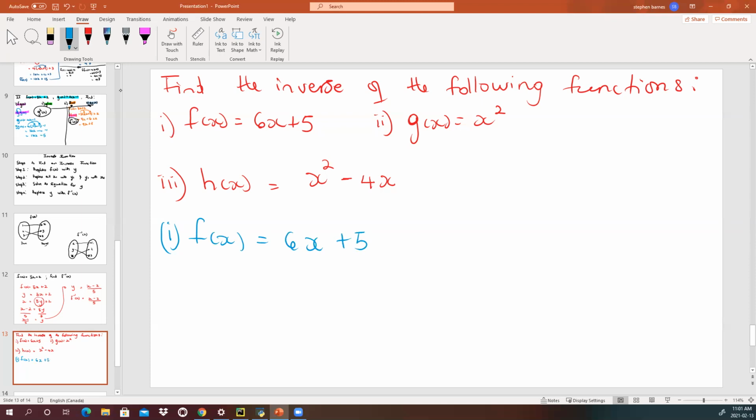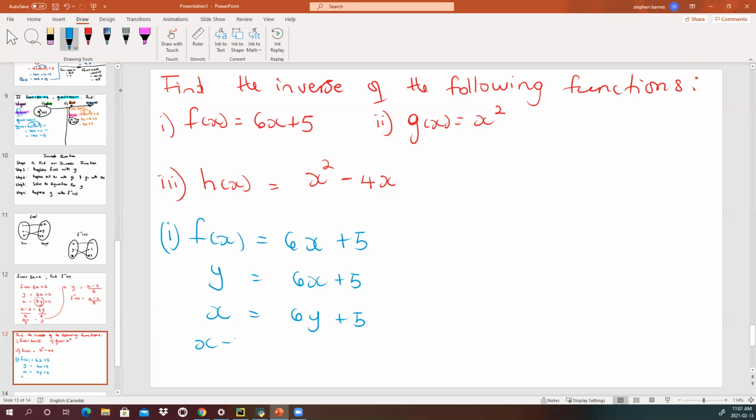So the first thing is to replace f of x with y. So y equals 6x plus 5. Then replace all the x's and y's, interchange them. So this becomes x equals 6y plus 5, and then we can solve now for y.